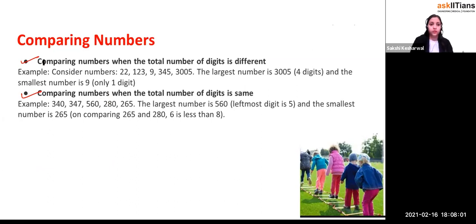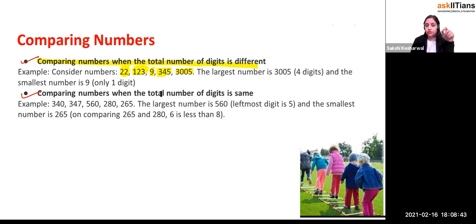First, comparing numbers when the total number of digits is different. Consider 22, 123, 9, 335, 345, 3005. Here 3005 is a 4-digit number and the others are 3-digit, so obviously a 4-digit number is always greater than a 3-digit number, right? And 9 is only 1 digit, so this is going to be the smallest. 22 is 2-digit, so 22 is greater than 9. Then 123, a 3-digit number, is greater than 22, right? So this is the way we write.